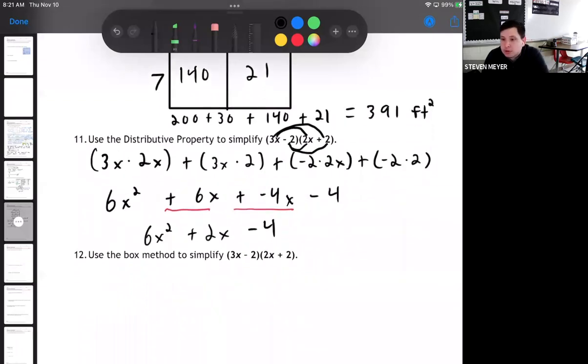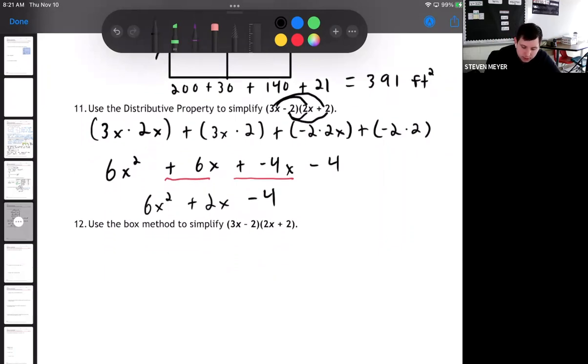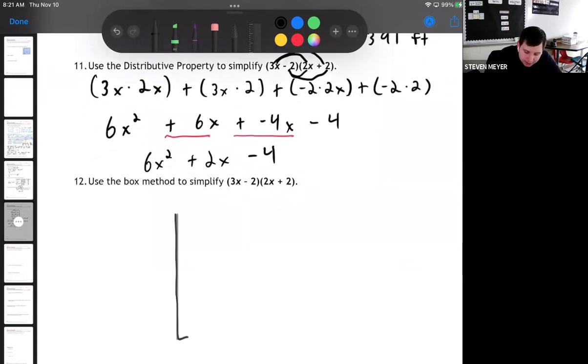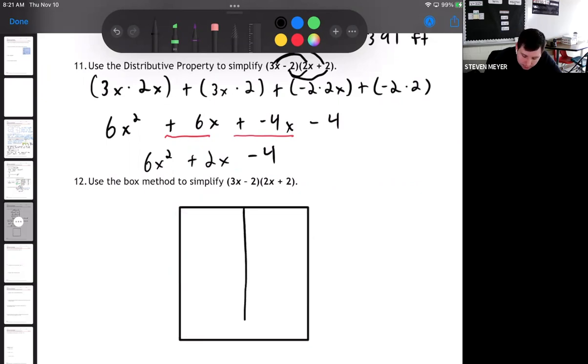So now when we scroll down, we're going to do the same thing that we did for question number 10, but this time we're going to have a variable with it. So again, start with drawing your box. And we'll split it into fourths. And on top, this time I'm going to put 3x. And the second term is a -2, so it'll be a -2 here. And then on the left side, 2x and +2.